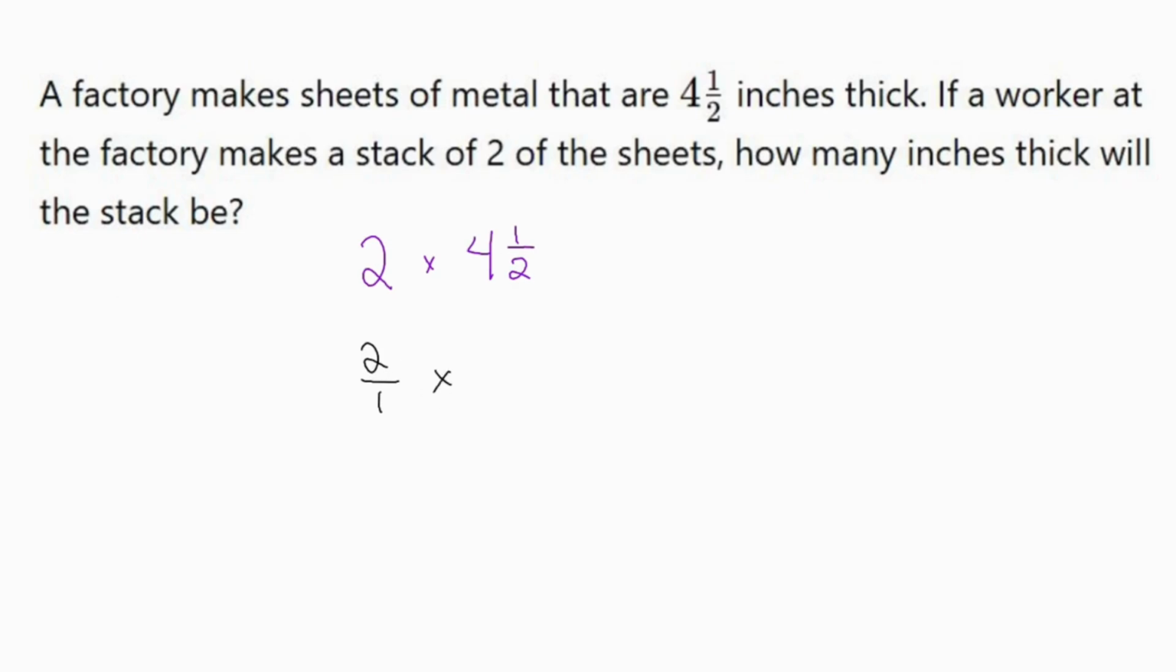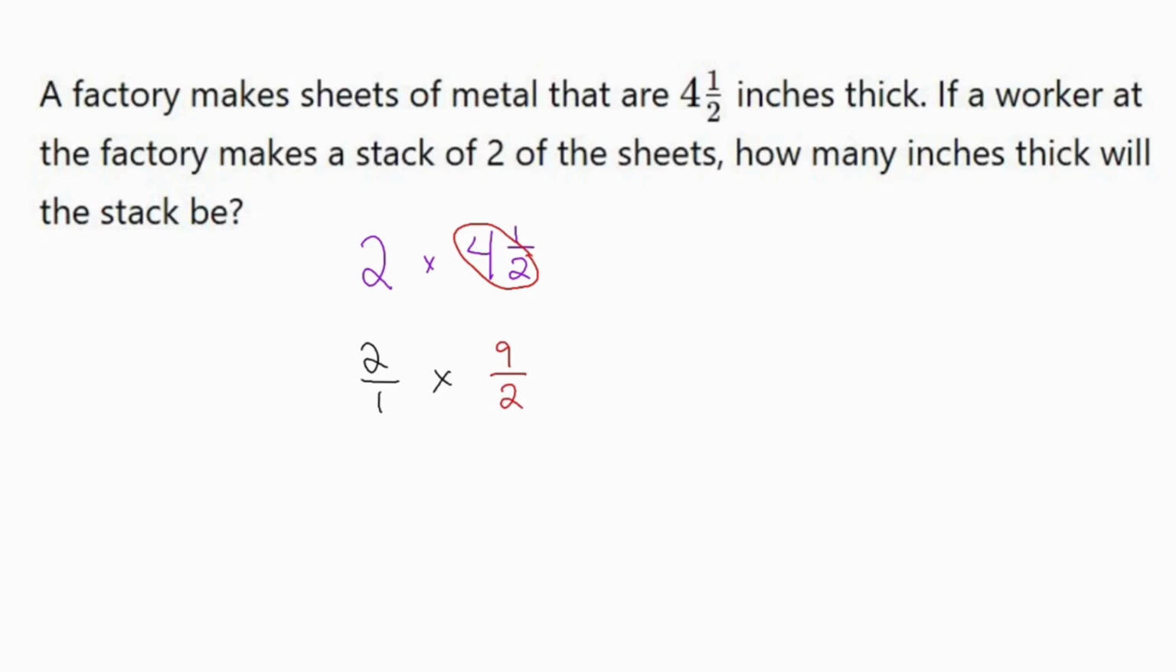How do I turn 4.5 into an improper fraction? Multiply the 4 that lives out in front to the denominator of 2. 4 times 2 is 8. Now add that to the numerator. 8 plus 1 is 9, so 4.5 becomes 9 over 2.